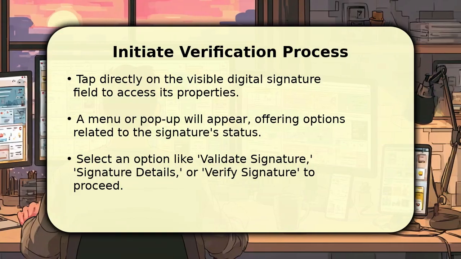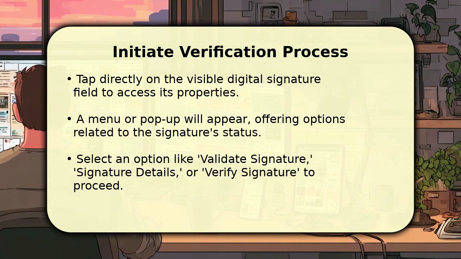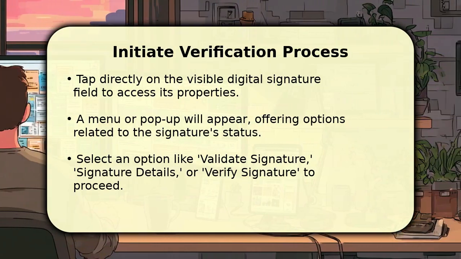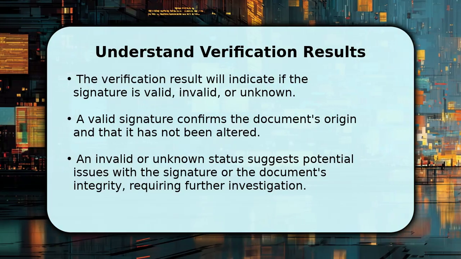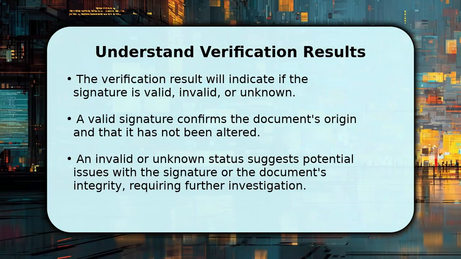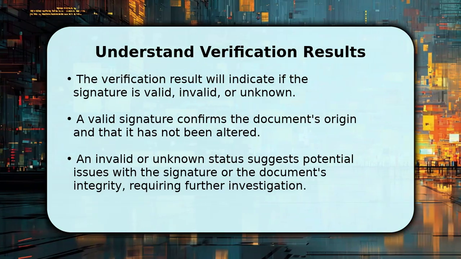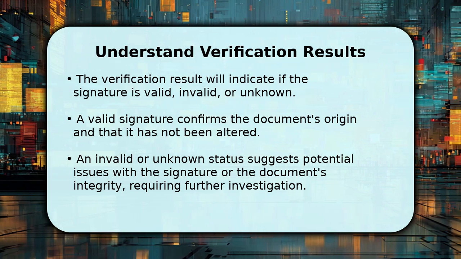Tapping this will prompt the application to perform a quick check, usually taking only a few seconds, to determine the signature's authenticity and integrity. Upon completion of the check, the PDF viewer will display the verification status. A green checkmark or a message stating the signature is valid indicates that the document is authentic and unaltered.